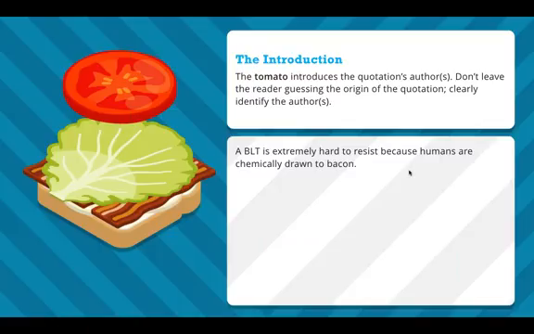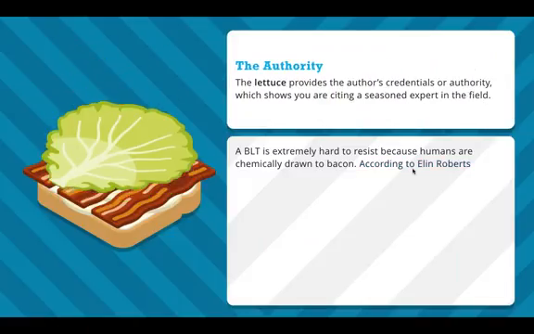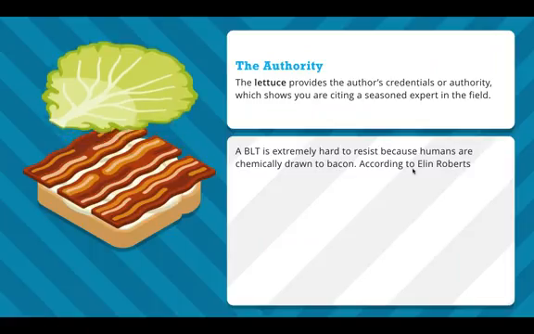And a good way to do that is to introduce the actual quotation author. We shouldn't leave the reader guessing as to who is speaking. So let's clearly identify the author, which is what we do here. According to Ellen Roberts, so that's the author. Now, we could stop there, but who is Ellen Roberts, right? I don't know. Ellen Roberts doesn't sound like a household name. Maybe we should define who that person is.